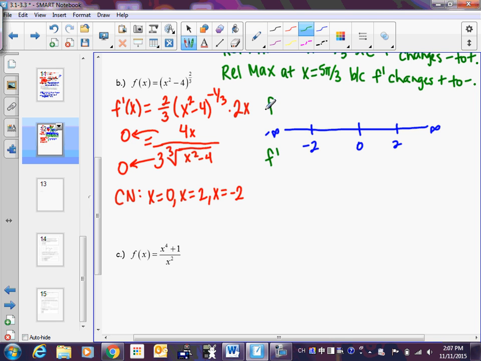Okay, we're like a big family in here, right? We like each other, so let's split up the work. If your birthday's in January, February, or March, you get this section. Okay, right here. If your birthday's April, May, or June, you get this section. July, August, September, you get between 0 and 2. October, November, December, you get 2 to infinity.